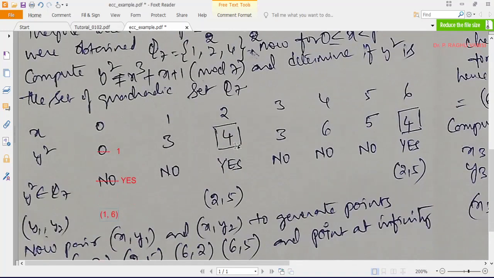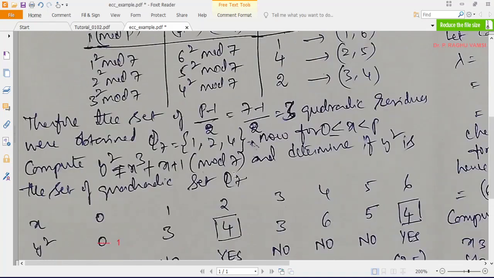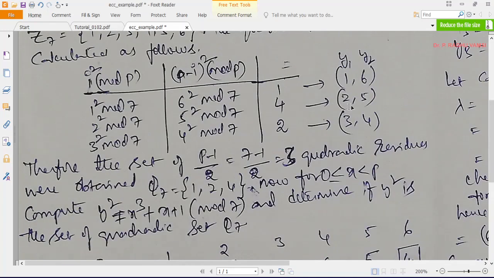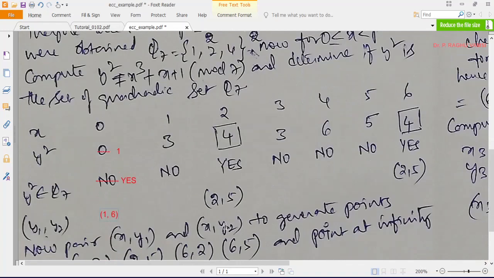Next we got 3. Is 3 part of the quadratic residue or not? So 1 comma 2 comma 4, 3 is not there in the quadratic residue, so it is no. And 4, is it present in the quadratic residue or not? It is present in the quadratic residue. So we got 4 because of 2 and 5. So 2 square mod 7 and 5 square mod 7, that is 4. So you make a pair 2 comma 5 here.